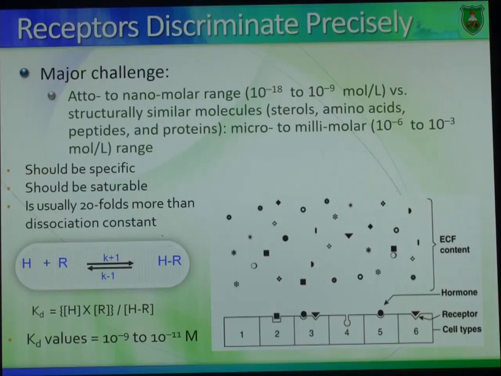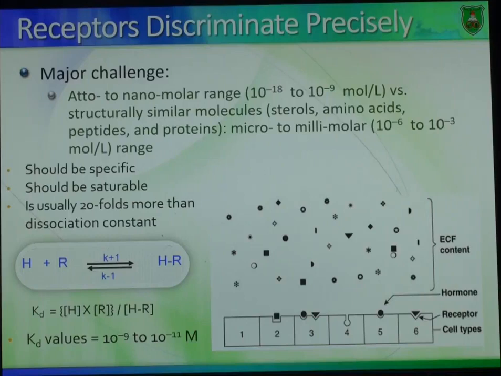So in order for that to happen, binding of the hormone to the receptor must be specific. It must be saturable as well. That is, you have a certain number of receptors that can bind to hormone. If the hormone level goes up, not a lot of action takes place. And usually the concentration of hormones that exist in the bloodstream is about 20 folds more than the dissociation constant.